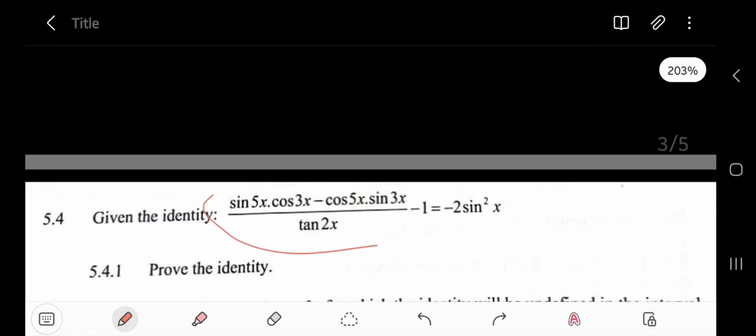Right, so in this case, we are given 5.4. Given the identity, we need to prove it. With identities, we always just need to prove that the left-hand side is equal to the right-hand side, or vice versa. We always deal with the side that looks more complicated. This side looks like there's a lot going on, so let's try and manipulate this side in order to make it look like that one there.